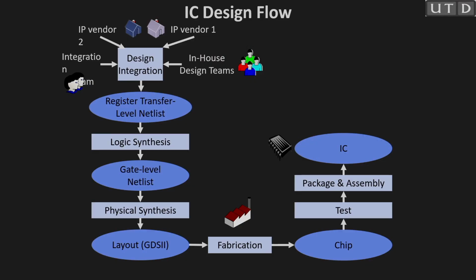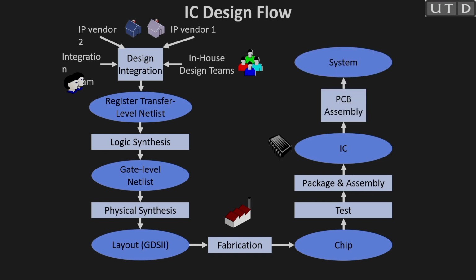Once the chip comes, you have to test whether there is any malfunction. Once you find that your chip is working fine, you do the packaging and assembling, and you get the IC, the integrated circuit. Then you combine it into a bigger system, a PCB, and you ship it to the customers. So, that is the overall IC design flow.